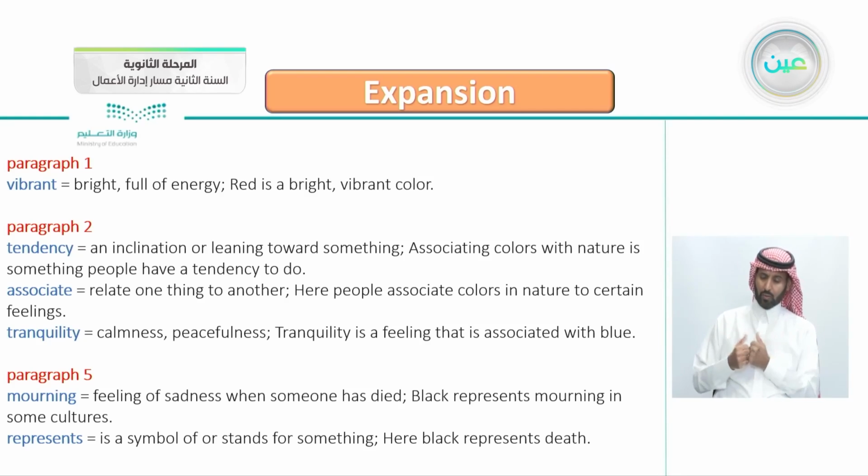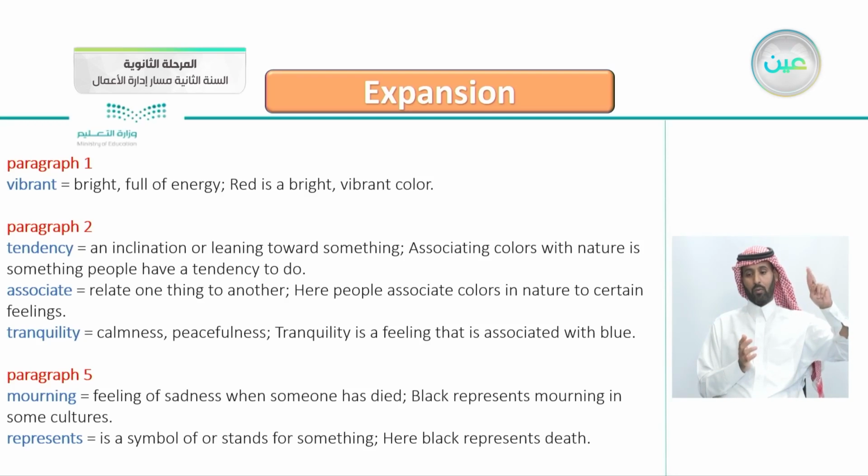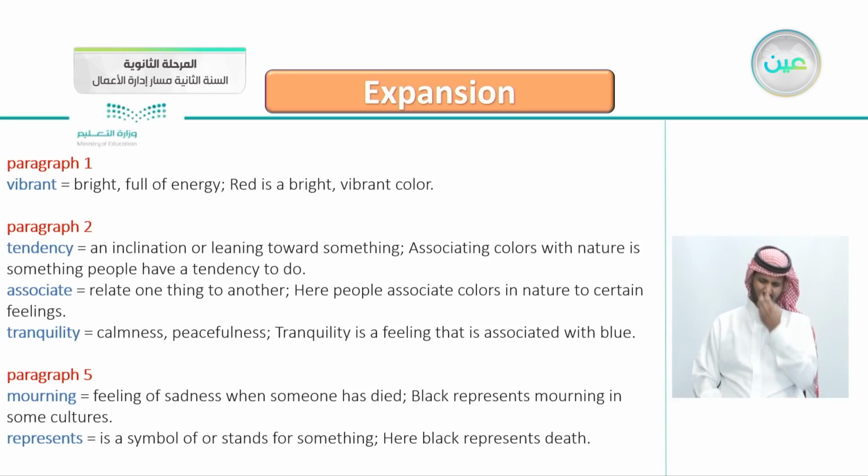This is where it is in the article. The third word, tranquility, means calmness, peacefulness. Tranquility is a feeling that is associated with blue. And you have the last two words in the fifth paragraph, the word mourning. Of course, mourning is the feeling of sadness when someone has died. Black represents mourning in most cultures. Represents means is a symbol of or stands for something. Here, black represents death. So these are the meanings of the words and where they came from in the article.